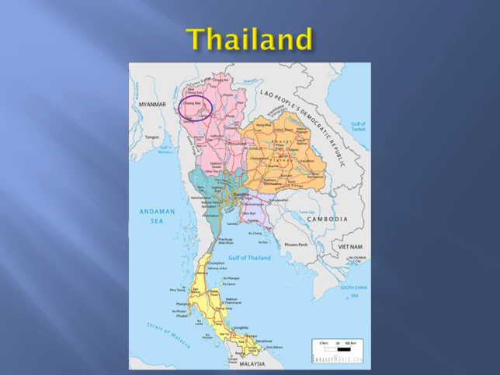I started off in Thailand in Chiang Mai, which is, you can see the circle in purple, the upper northwestern part of the country, Chiang Mai. You can see Bangkok in the middle in green. I lived in Chiang Mai for 2 years.